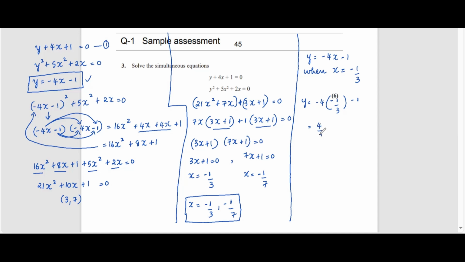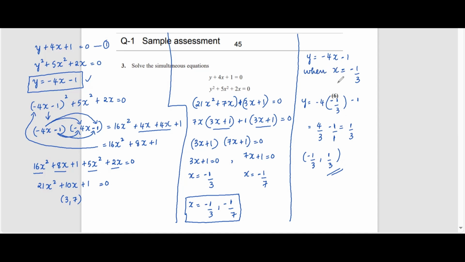So this will give us 4/3 minus 1. If you want, you can put it in a calculator, or you can simplify the subtraction of the fractions. You will get the answer as 1/3. So when x is -1/3, your y value is 1/3. This is the first part of the answer.